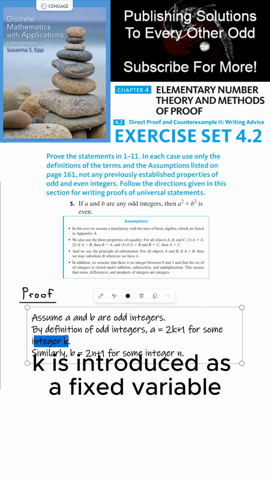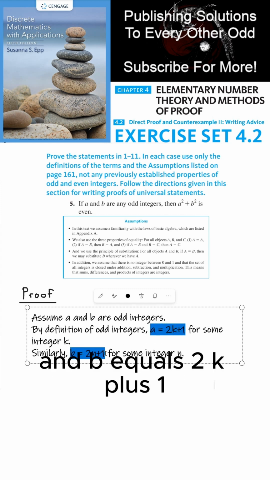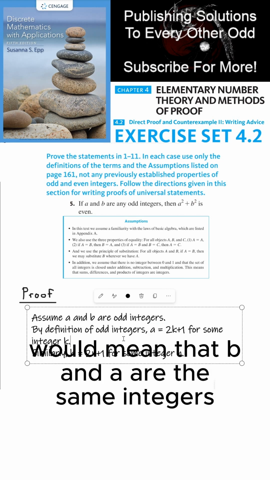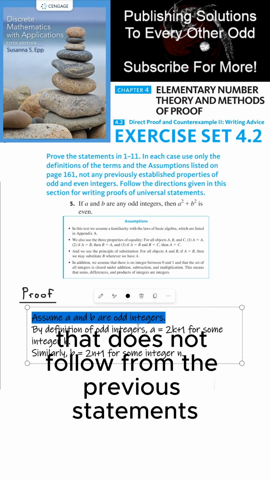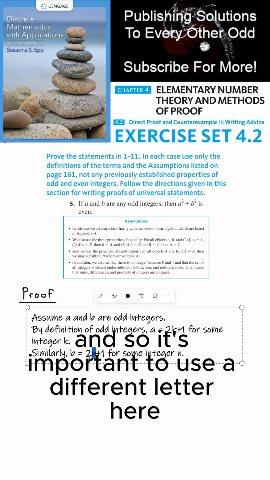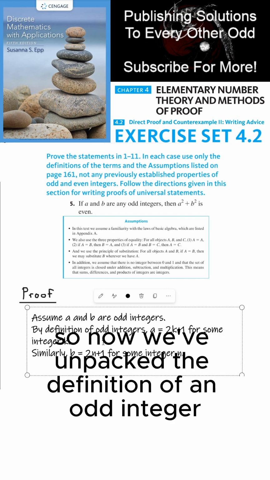This integer k is introduced as a fixed variable. And so if we say that a equals 2k plus 1 and b equals 2k plus 1, that would mean that a and b are the same integer. But that's not necessarily the case from our assumptions. That does not follow from the previous statements. And so it's important to use a different letter here so that we respect the locality of these variables. Okay, so now we've unpacked the definition of an odd integer.